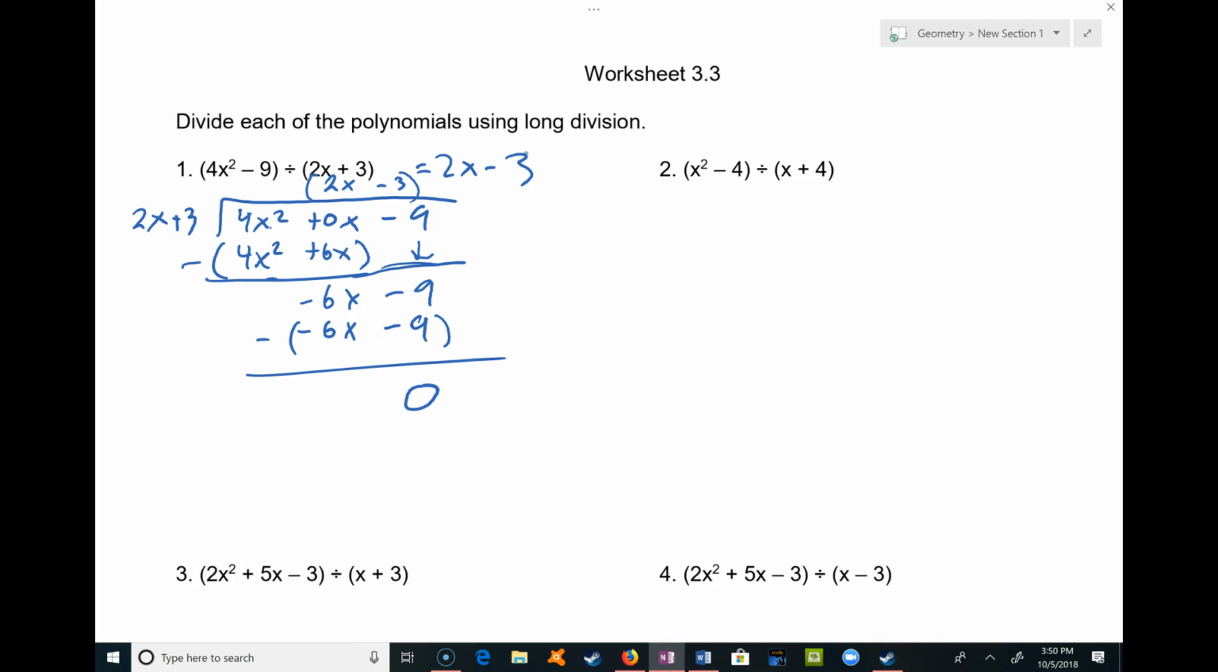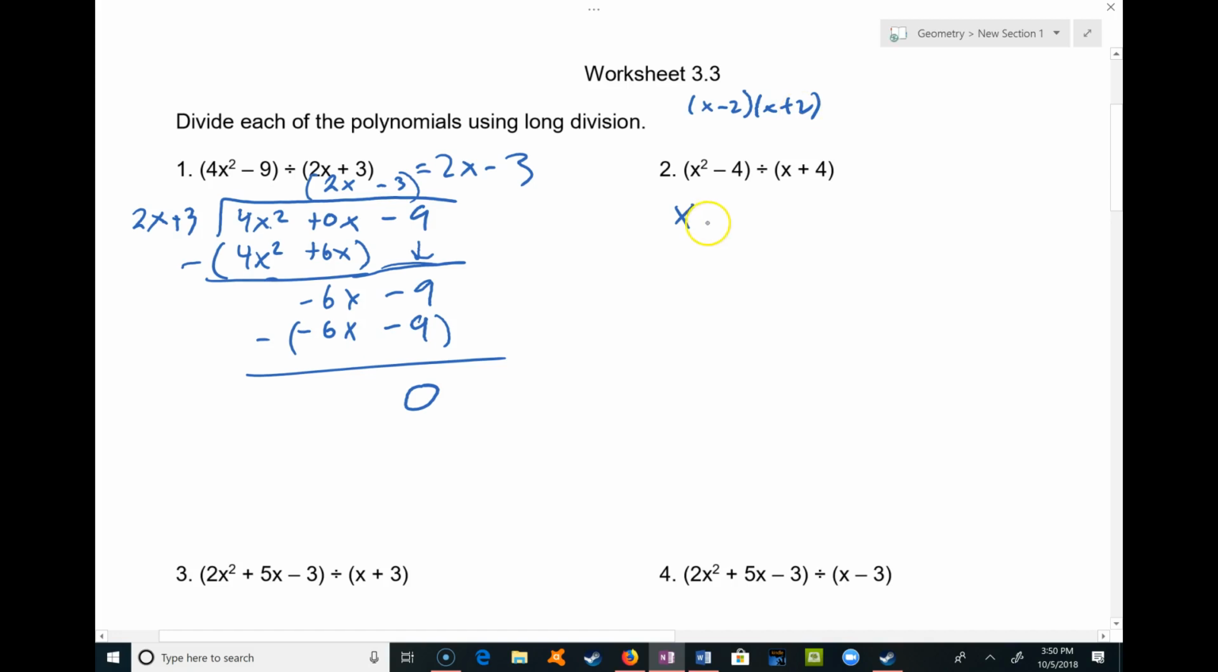It's just that all the dividing we've been doing before this was when you had some factors you could cancel out. Okay, so now this next one has no common factors, because x squared minus 4 factors into x minus 2 times x plus 2. So that is not going to cancel into that. So there's going to be a remainder.